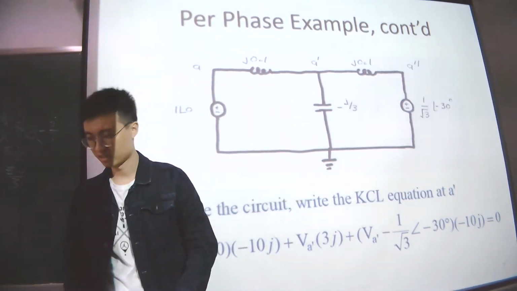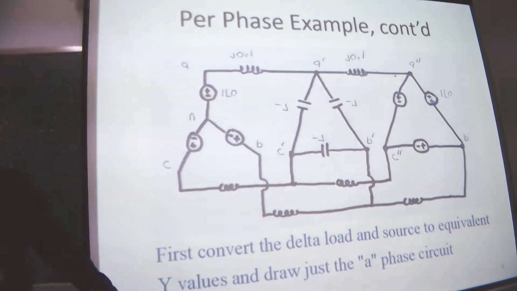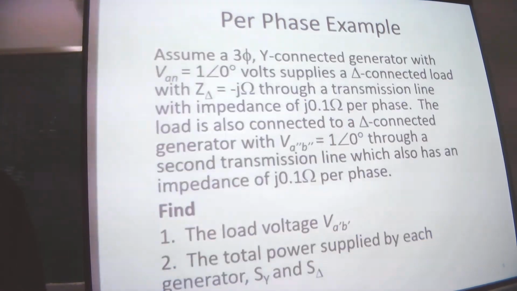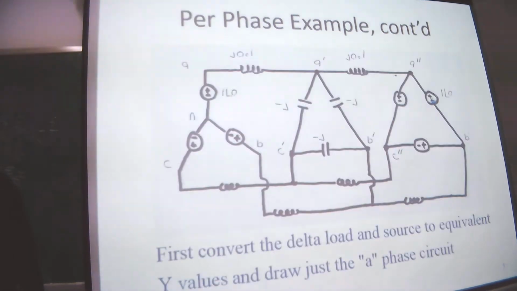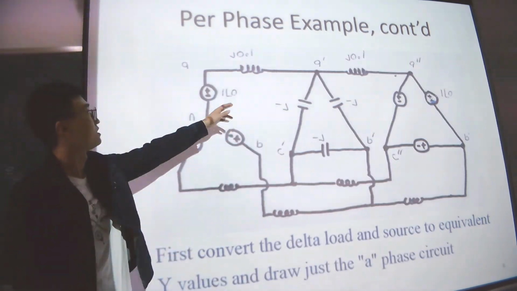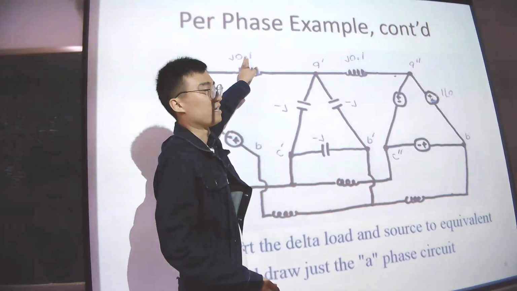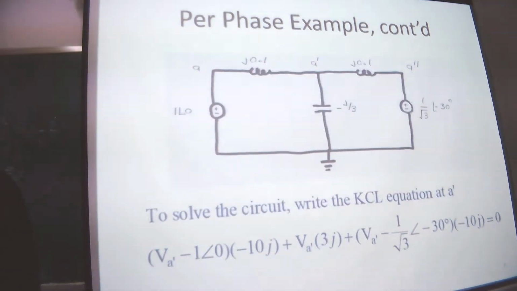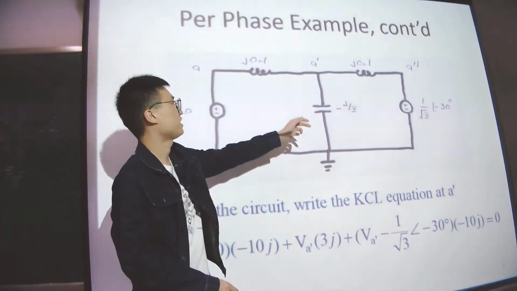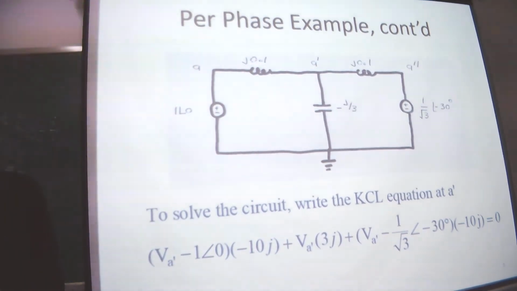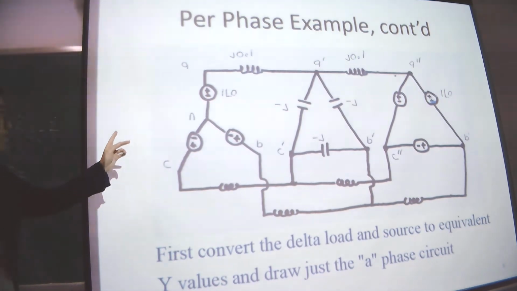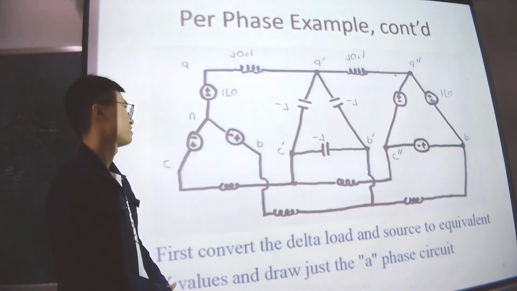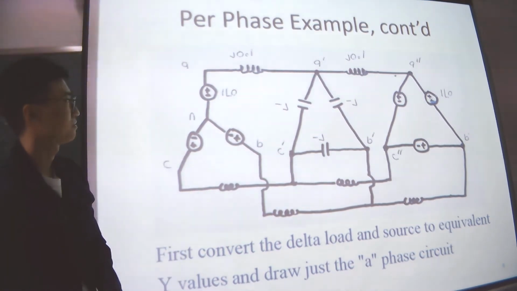And this is the impedance of the transmission line, right? So this is 0.1 j, right? And for this generator system, those are one-source systems.